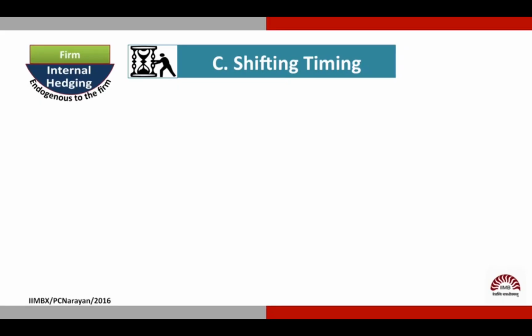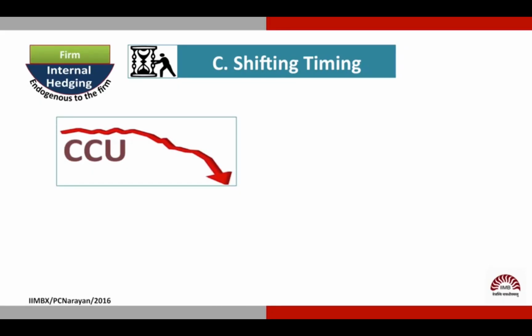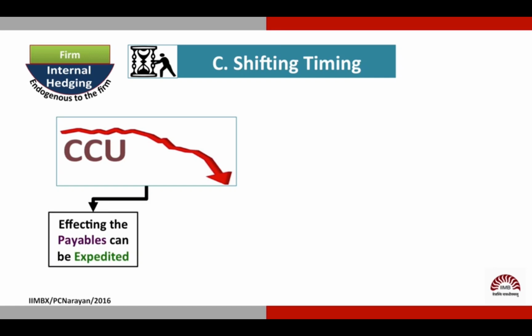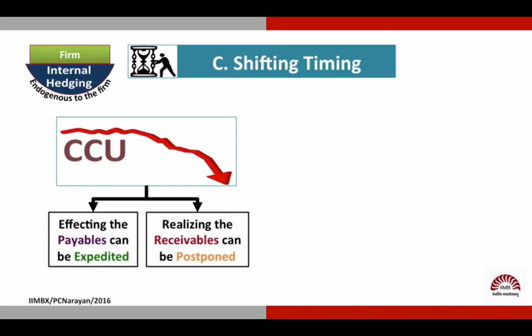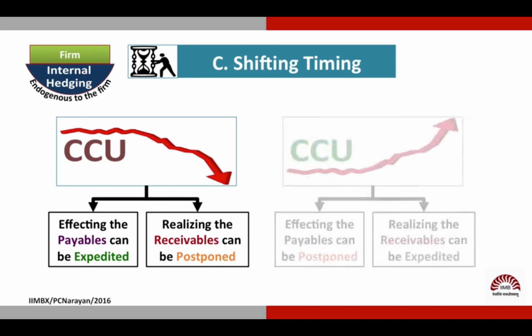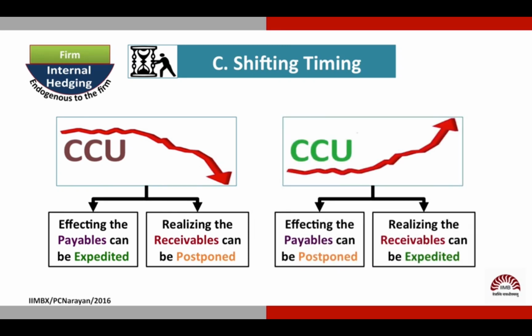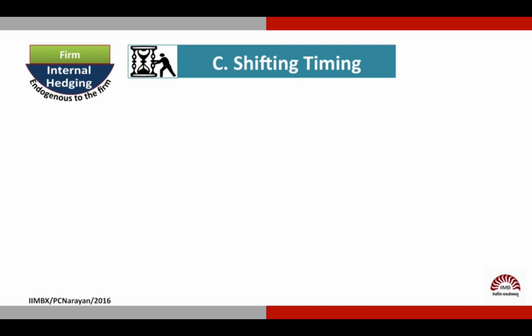Another effective internal hedging technique is shifting timing by leading or lagging foreign currency payables and receivables. For example, if a country's currency is weakening, the payables can be expedited and realizing the receivables can be postponed. Vice versa, if the currency is strengthening. Let's look at an example.